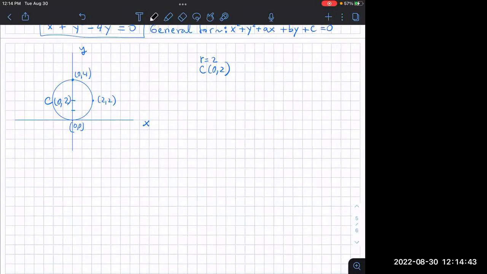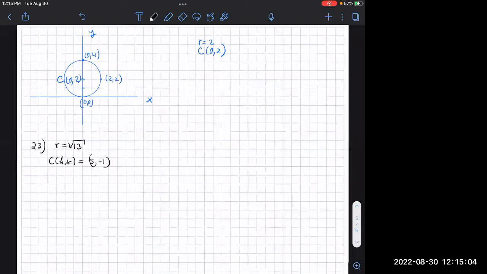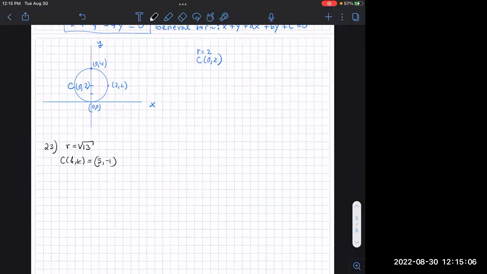Why don't you try one and then I'll take that time to take roll. Number 23, the radius is square root of 13. The center, h comma k, is 5, negative 1. So you're gonna do the same thing.